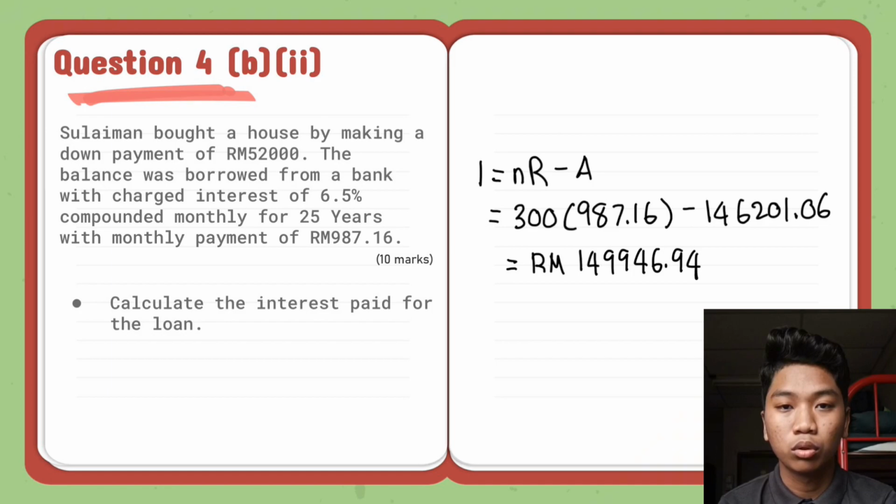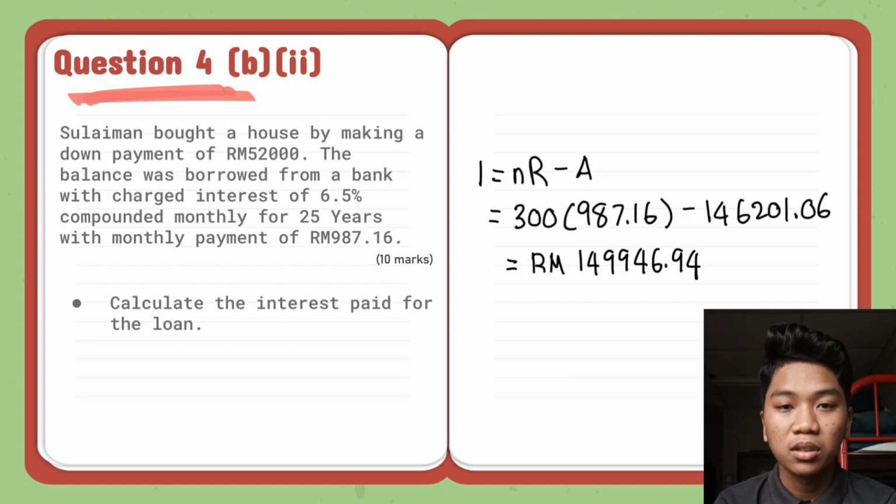Question 4B2. Sulaiman bought a house by making a down payment of RM52,000. The balance was borrowed from a bank with charged interest of 6.5% compounded monthly for 25 years with monthly payment of RM987 and 60 cents. Calculate the interest paid for the loan. As usual, we need to identify the information that is given.